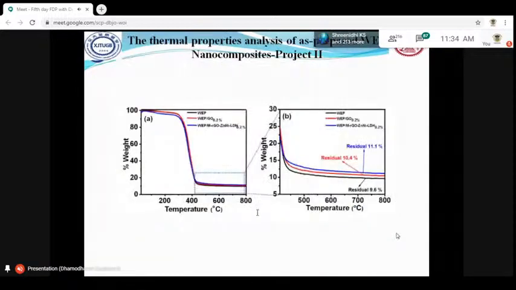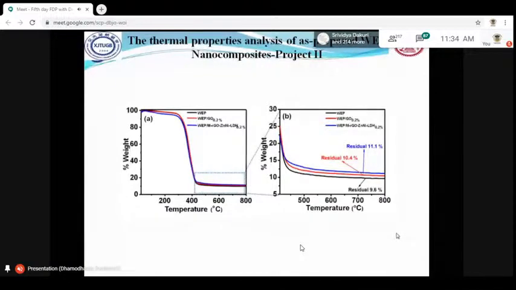The thermal property was also analyzed with the TGA system. The residual value of the neat WEP is 9.6. But when we incorporated GO into the WEP system at 0.28%, it becomes 10.4. And when we go with the zinc nickel LDH decorated GO with the WEP, it is 11.1. It is very small, but compared with the neat WEP, it is somewhat good.